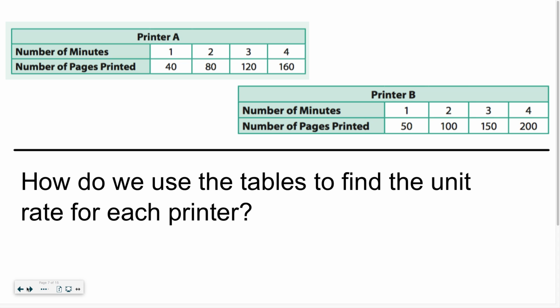Go ahead, Emmanuel, sorry. It's already right in front of you. Where? Be specific. Like in the number of minutes, if you're trying to find how many pages per minute, per 1 minute. 1 minute. Good. So let's find out on the table. Printer B and printer A is 40 for 1. Sorry. I thought you were going to go circle it.